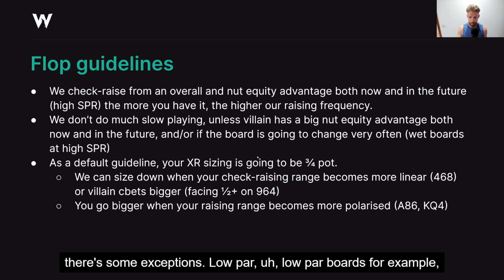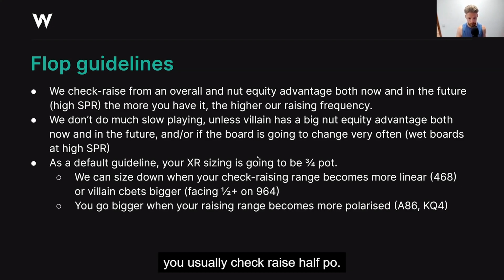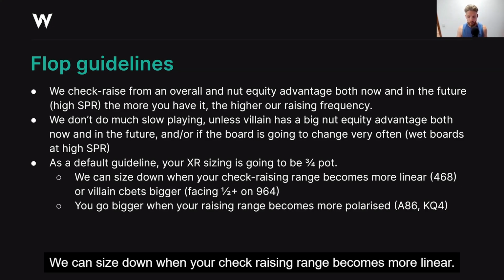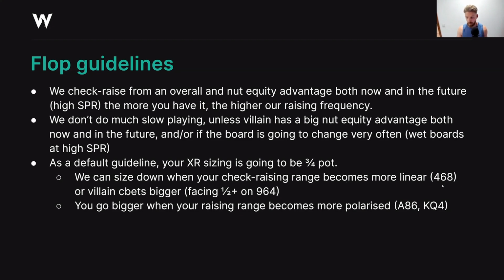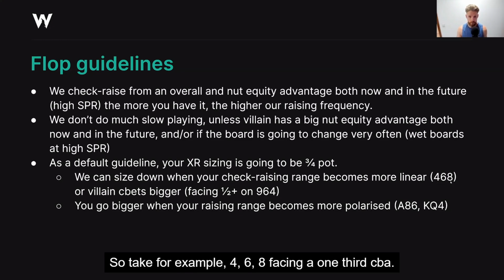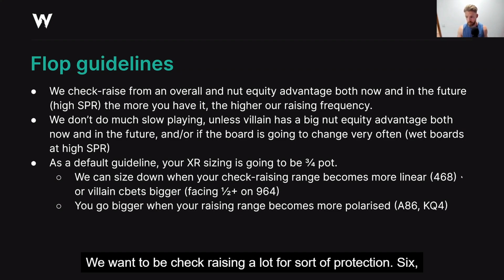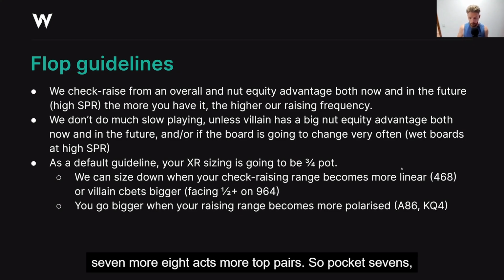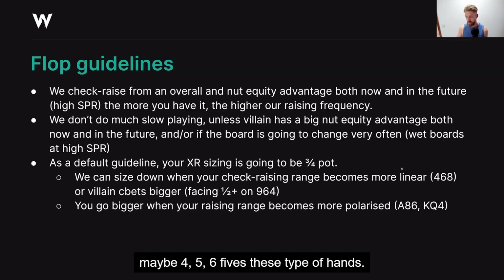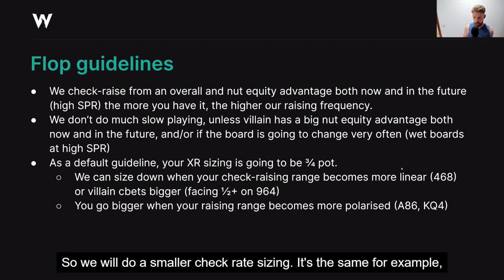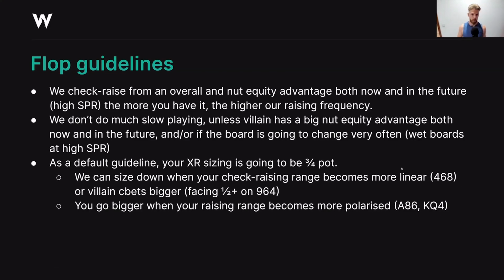Low pair boards, for example, you usually check raise half pot. We can size down when your check raising range becomes more linear. So take, for example, 4, 6, 8 facing a 1/3 c-bet. We want to be check raising a lot for sort of protection. 6, 7, more 8x, more top pairs. So pocket sevens, maybe 4, 5, 6, 5, these type of hands. So we will do a smaller check raise sizing. It's the same on, for example, low paired boards.